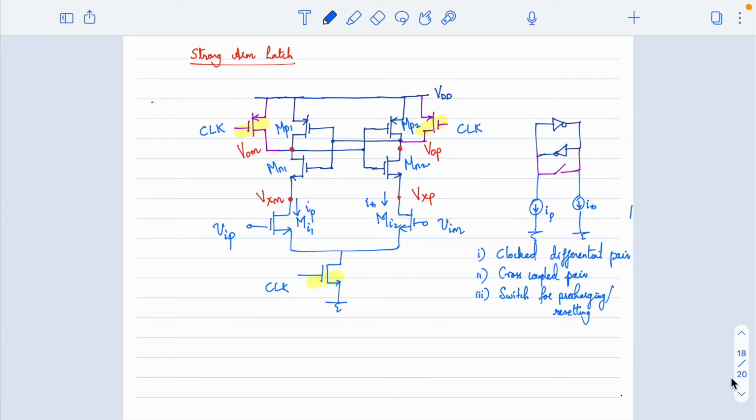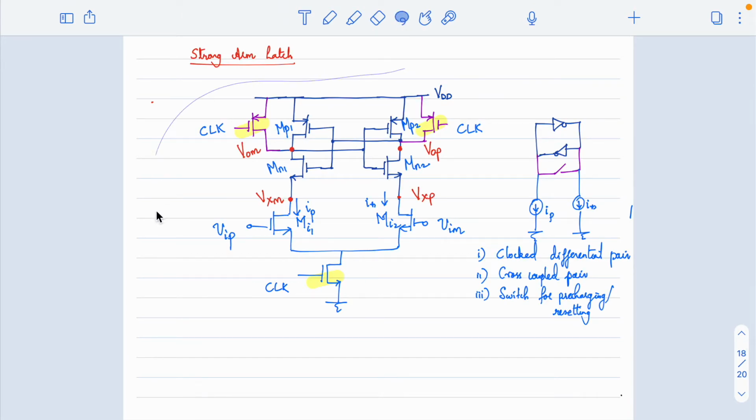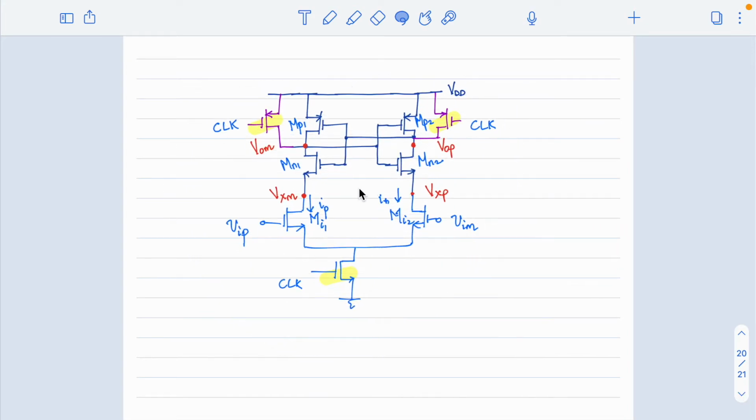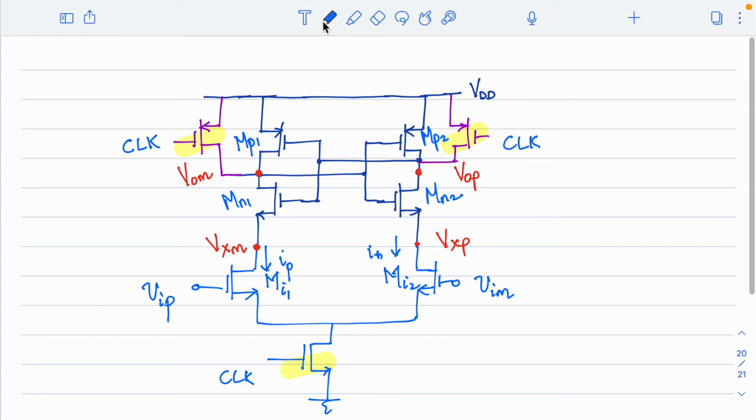All right, moving on to the second phase, where we'll assume that the clock is 1. Now the clock switches from 0 to 1. What happens in the circuit the moment the clock turns on? Clock turns on means this transistor turns on, right? So this is enabled now.